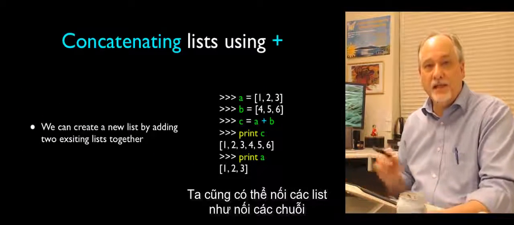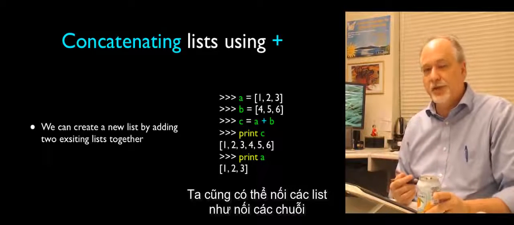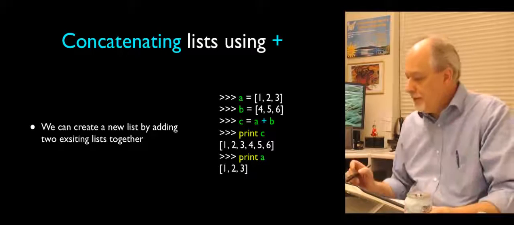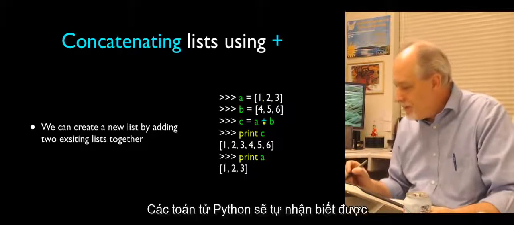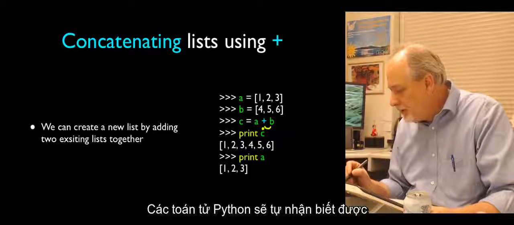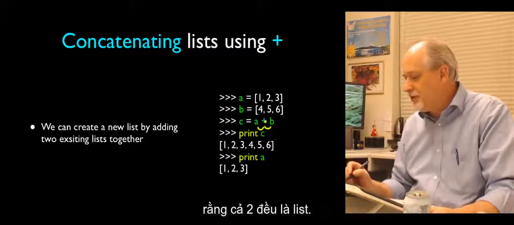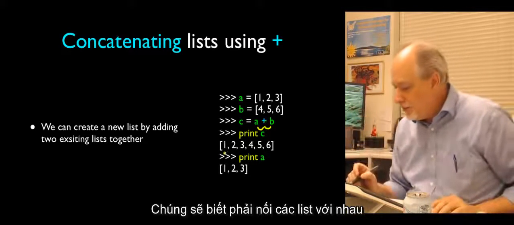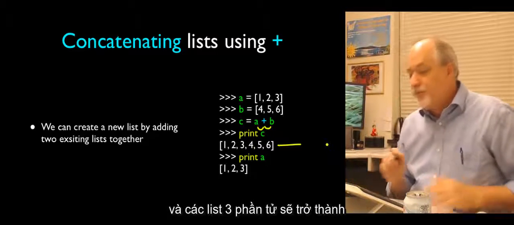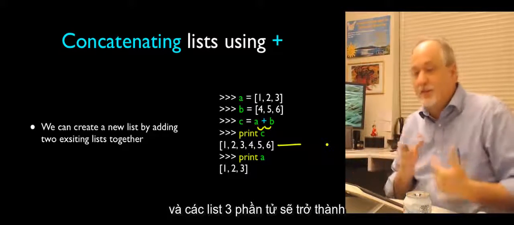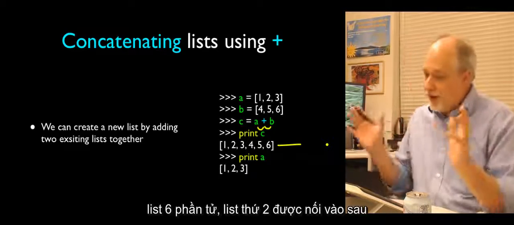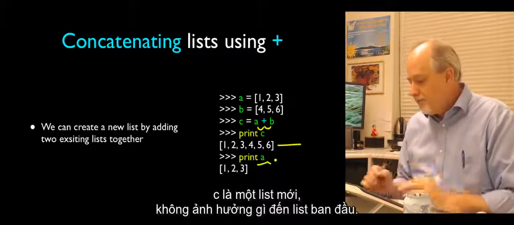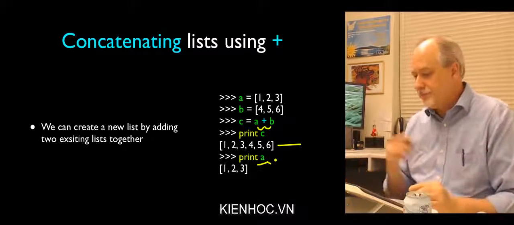We can concatenate lists, much like we concatenate strings with a plus. And you can think of the Python operator looking to its right and to its left and saying, oh, those are both lists. I know what to do with lists. I'm going to put those together. And so that produces a 2-3 long list become a 6 long list with the first one followed by the second one concatenated. It didn't hurt the original. C is a new list, basically.